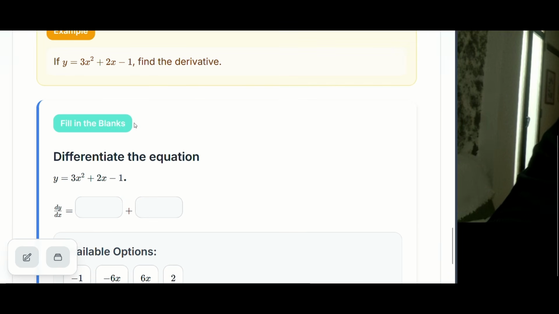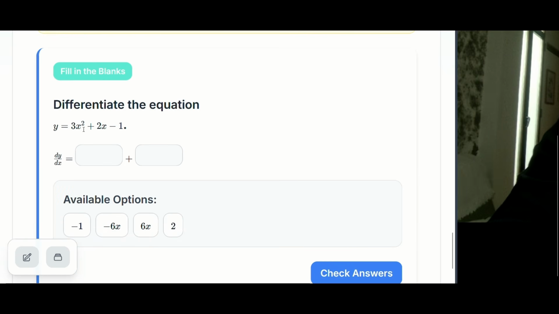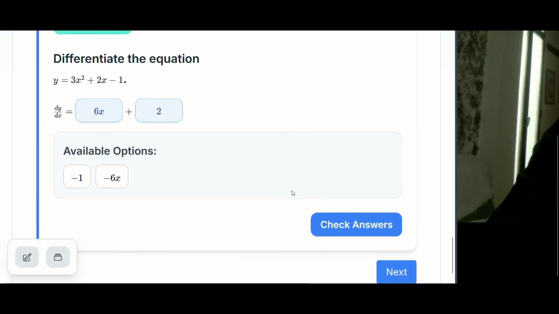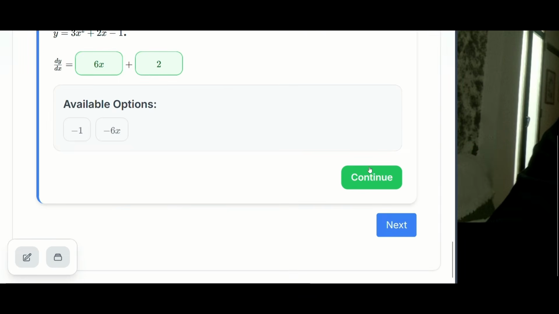Same thing here. I have 3 terms, and I'm just going to differentiate them separately. So 3x squared will go to 6x. The 2x will go to 2. And the minus 1 goes to 0. So any constant will go to 0.